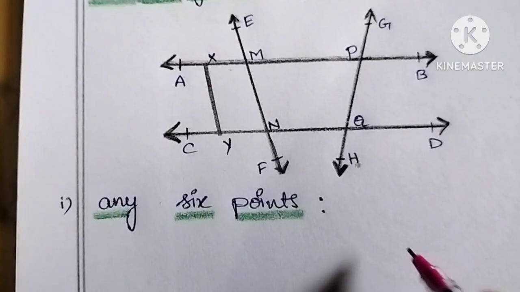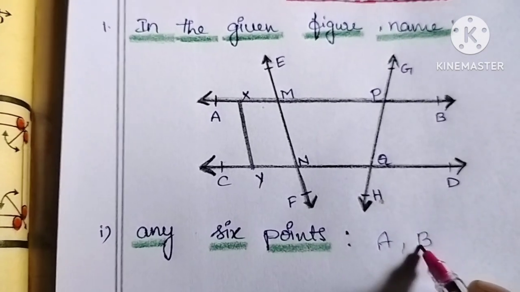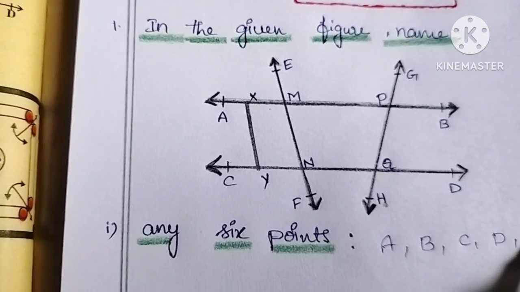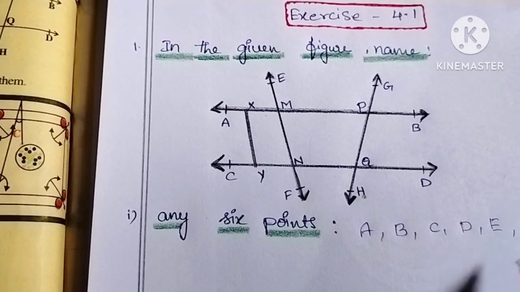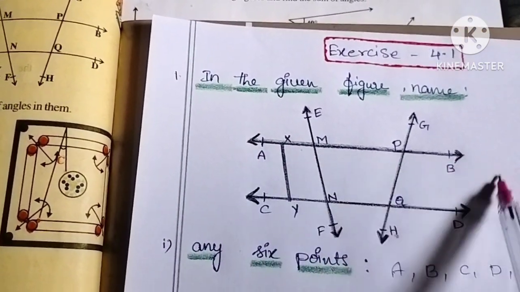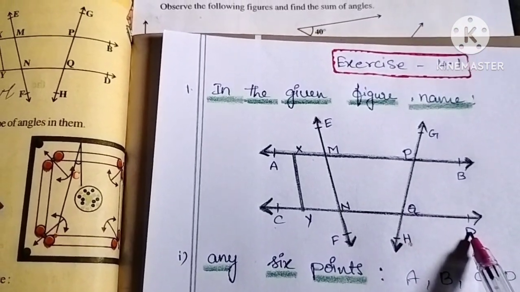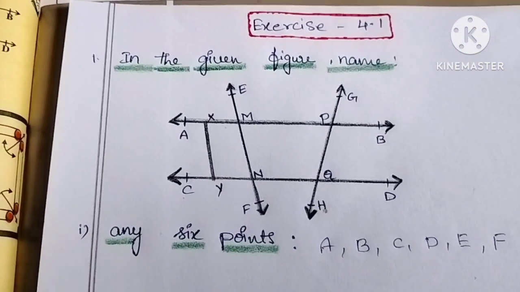So I am writing. So A is 1 point, B is 1 point, C is 1 point, D is 1 point, E is 1 point, and F is 1 point. So for easy understanding, I am writing A is 1 point, B is 1 point, C is 1 point, and D is 1 point, E is 1 point, and F is 1 point.